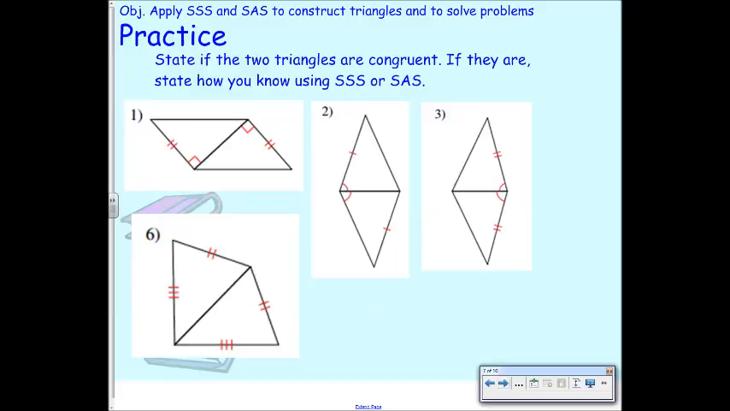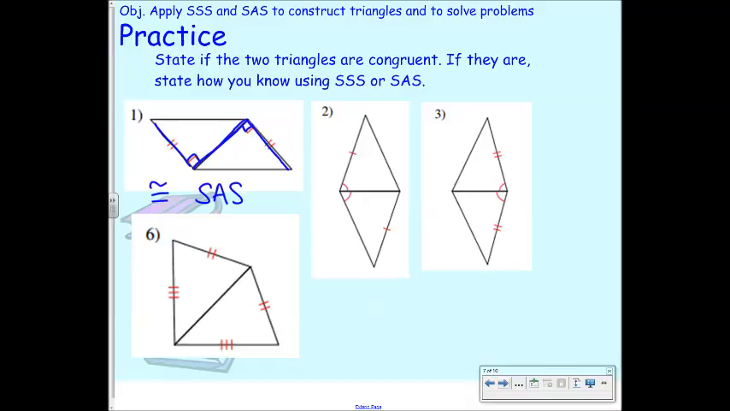Okay, so in number 1, remember that this shared side right here means that this side is congruent. So if this side is congruent, then here I've got this side, and the included angle in both. So yes, these are congruent based on SAS.